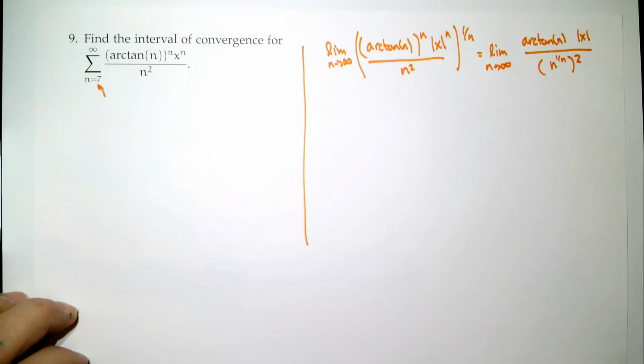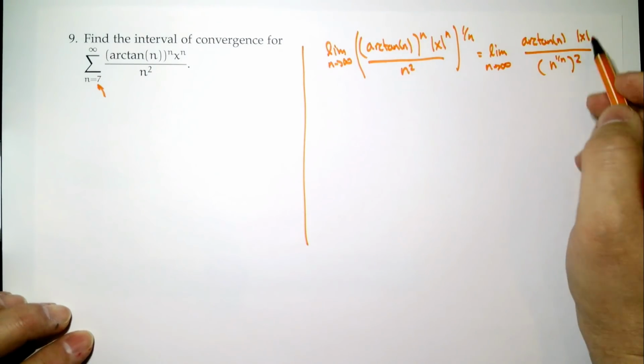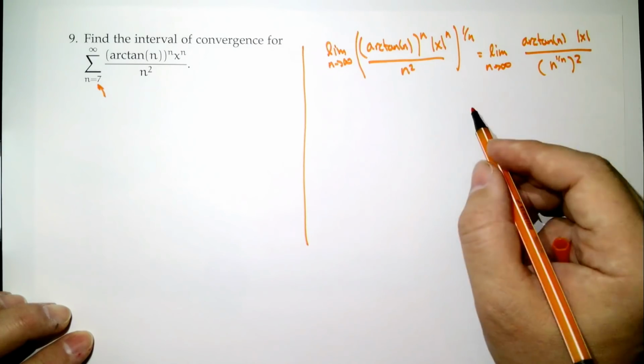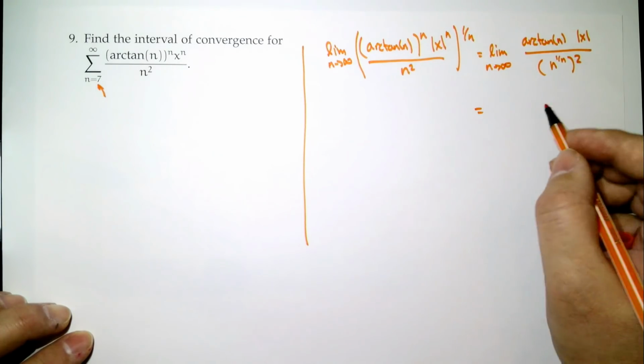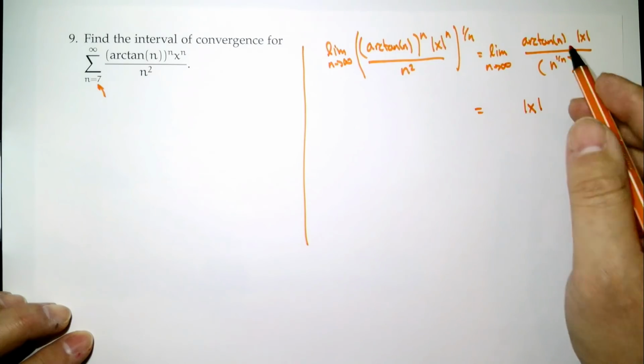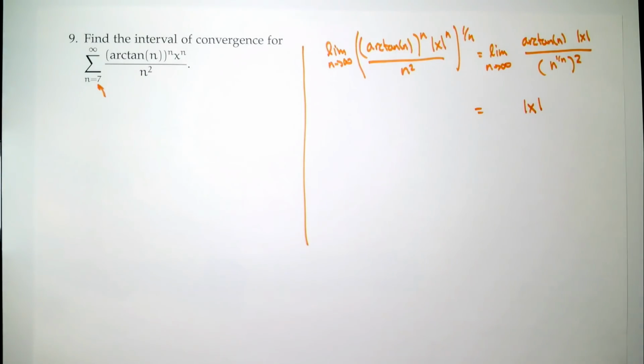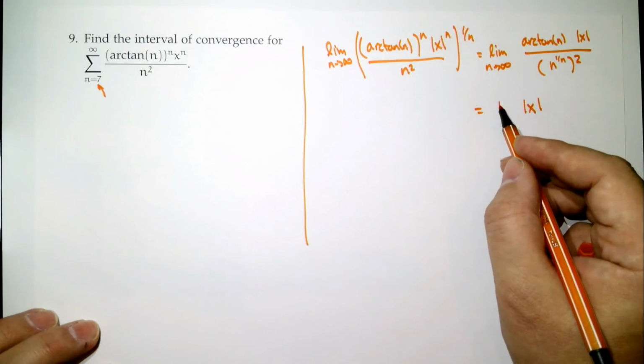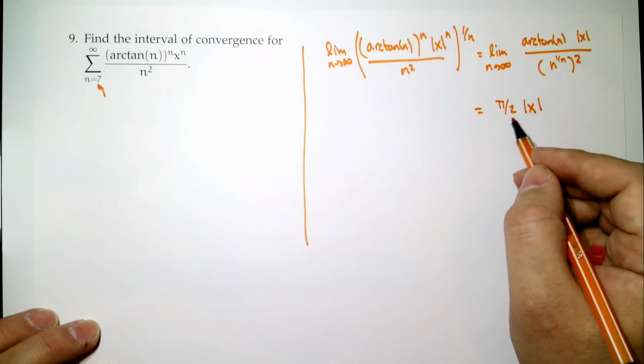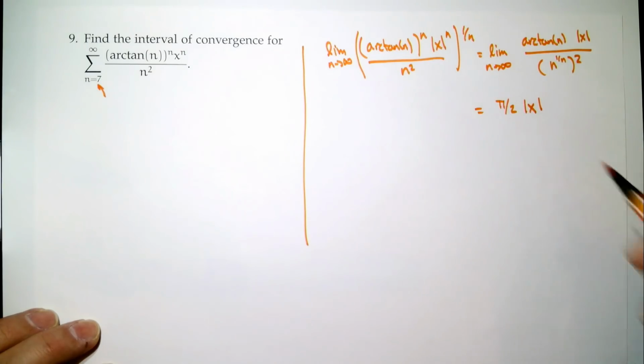Well, what happens to these terms? Absolute value of x has nothing with n involved, so nothing happens to that. That's the absolute value of x. What happens to arctangent as we head to infinity? Pi over 2. So this goes to pi over 2. What about this n to the 1 over n? What does that do? Goes to 1.